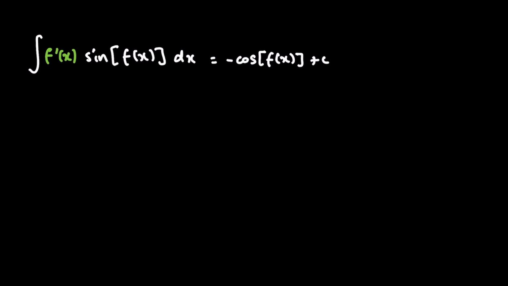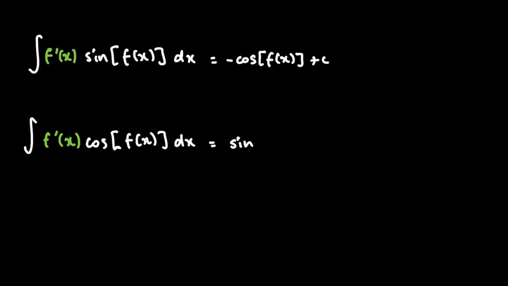And this is simply equal to minus cosine of f of x plus c. And now what about if I were to do the integral of cosine of f of x? Well, the same rule applies again. I need to have the derivative of the inside brackets. So I need to have an f dash x, and the integral of this simply becomes sine of f of x.